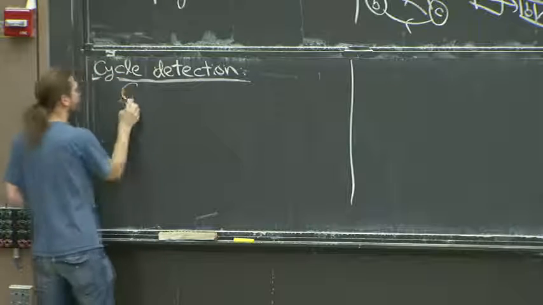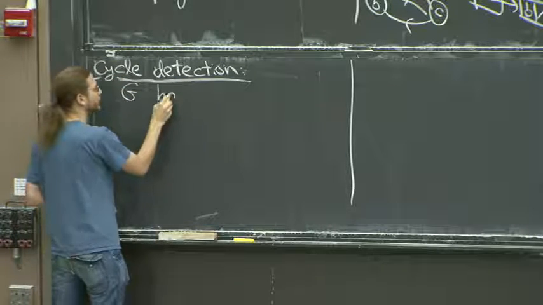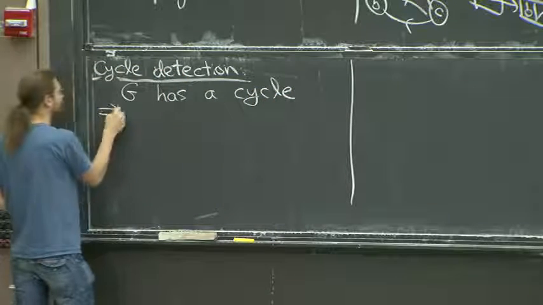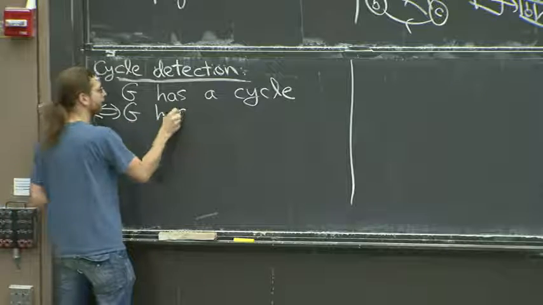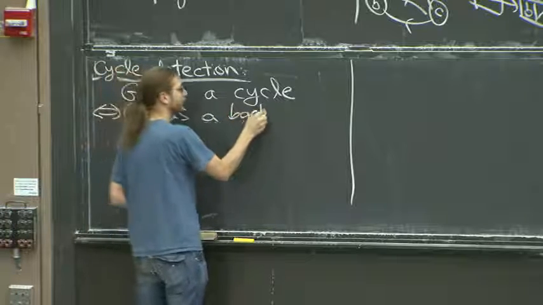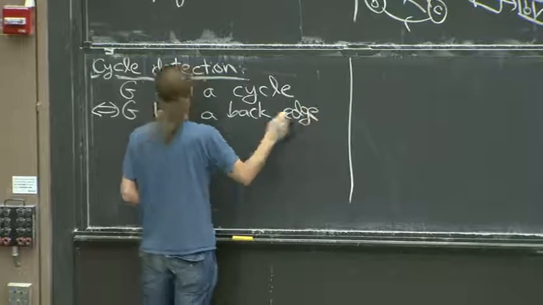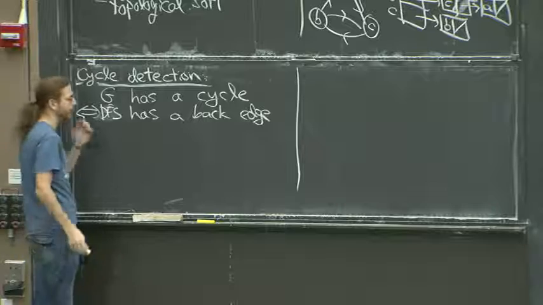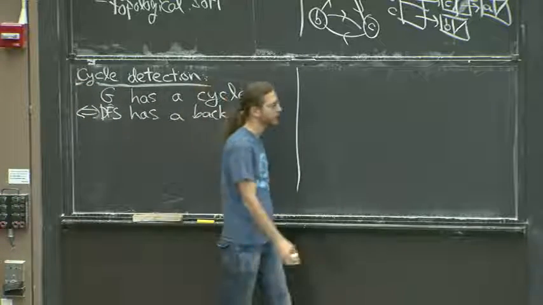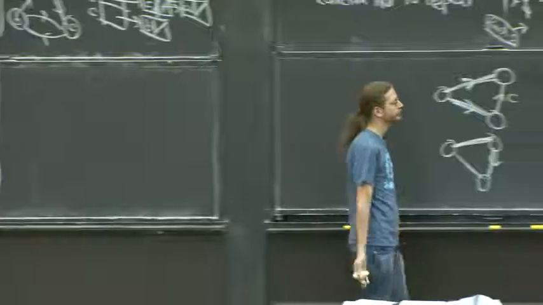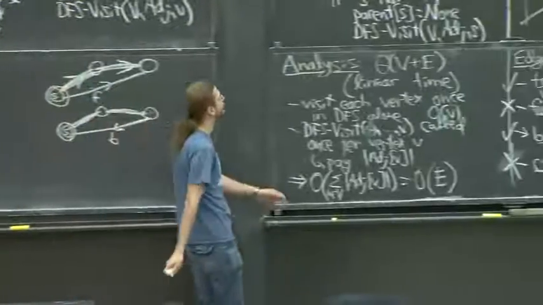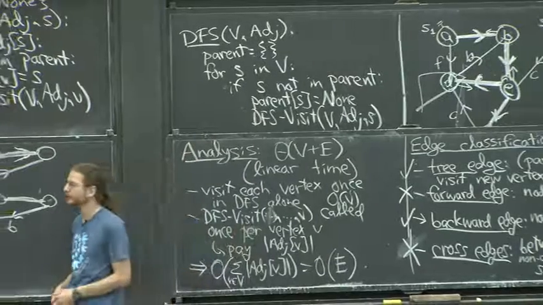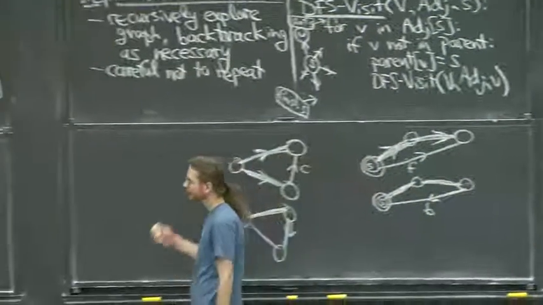So does my graph have any cycles? G has a cycle. I claim this happens if and only if G has a back edge. Or let's say a depth first search of that graph has a back edge. So it doesn't matter where I start from or how I run this top-level DFS algorithm to explore the whole graph, because I want to know in the whole graph, is there a cycle? I claim if there's a back edge, then there's a cycle.